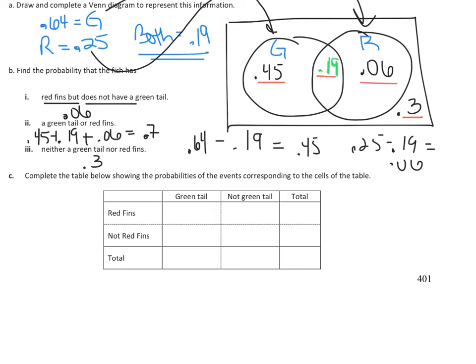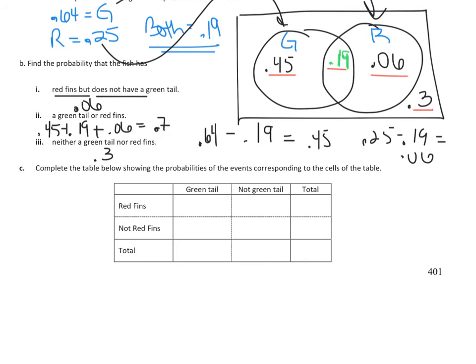And again, like the previous problem, I can make this Venn diagram into a table. So again, I always make that 1 because it's going to add up to 1. Our both is 0.19, and that's where the red fins and the green tails intersect. So I'm going to put that here because that's both. Now, how many have red fins? We knew that 0.25 had red fins, so I'm going to put that 0.25 here. How many had green tails? 0.64. Okay, so I'm going to put 0.64 right here.